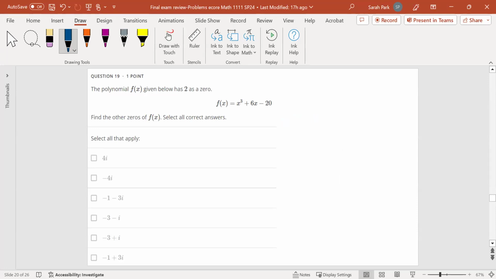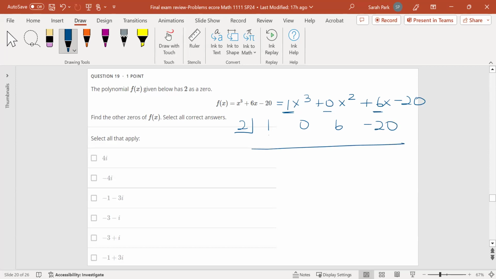Number 19, we have the polynomial f of x given below, which has 2 as a zero. We're going to find the zeros of the function. We can actually use synthetic division because we're given that 2 is a zero. First I'm going to rewrite this as x to the third plus 0x squared, because the x squared term is missing and you need a placeholder for that, plus 6x minus 20. I'm going to use 2 for my synthetic division, and then bring down the coefficients 1, 0, 6, and -20.